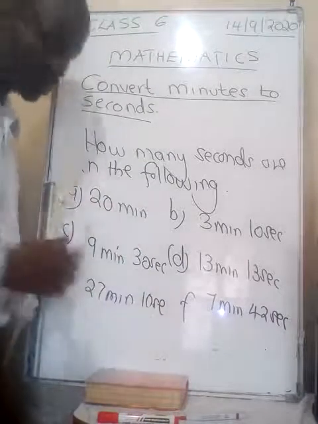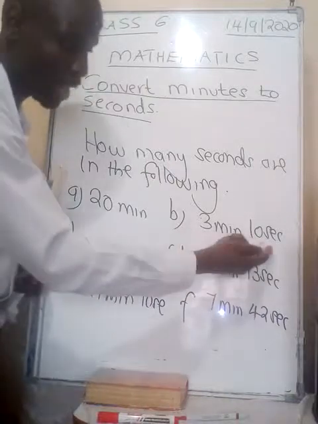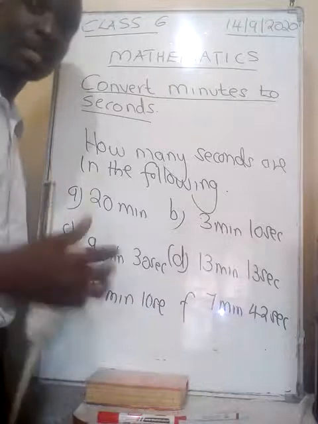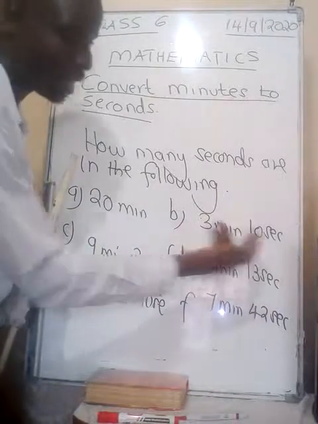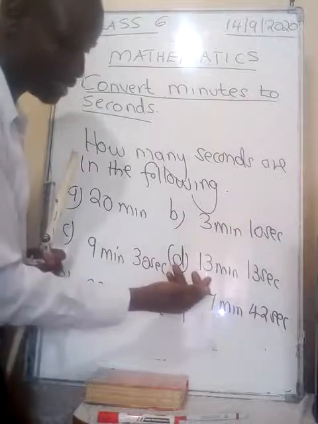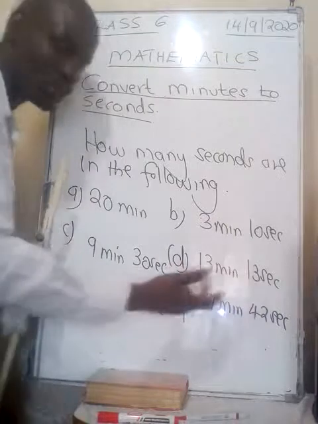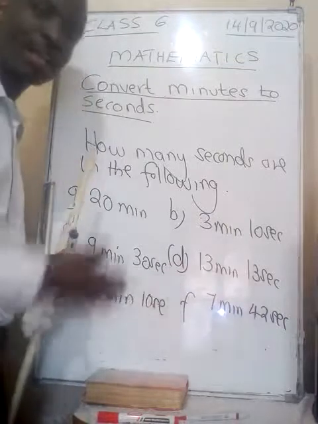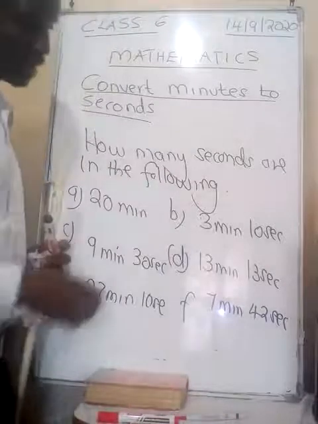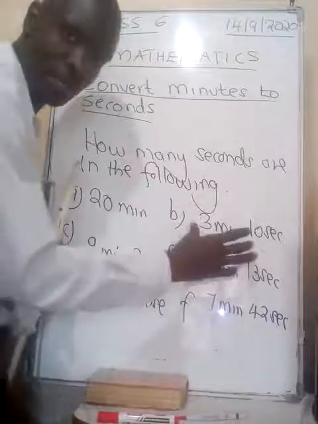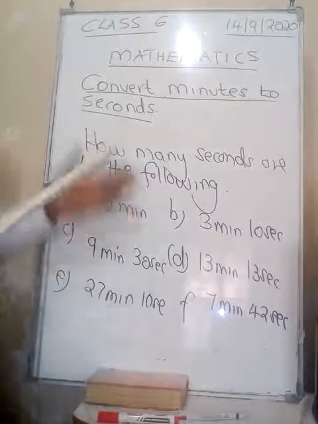Try it. It's very simple. Once you convert these minutes into seconds, you'll be required to add the seconds that are there, so that you get the total seconds. For 3 minutes, how many seconds are there, plus the other seconds that were here? For 13 minutes, how many seconds are there, plus those 13 seconds, to give you the total number of seconds in the whole measurement as given. That's very simple. Try it and do them.